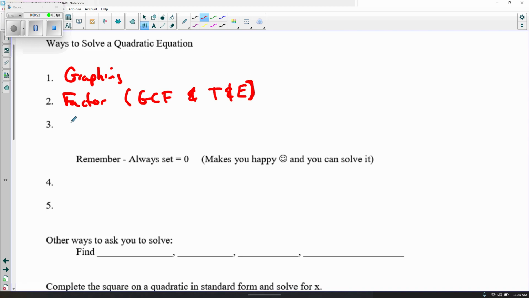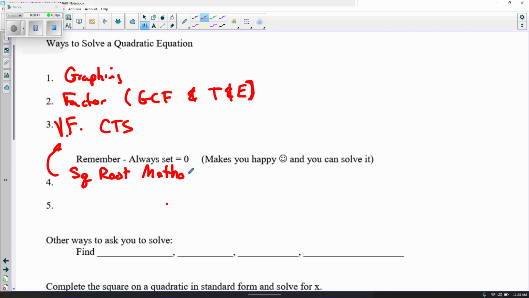Number 3 was, we probably might want to take vertex form. Might be a better method. We call it CTS, complete the square. Number 4, it's very similar to number 3. It is called the square root method.